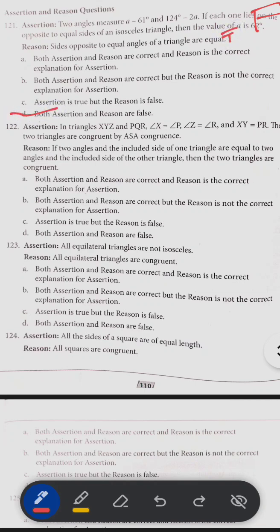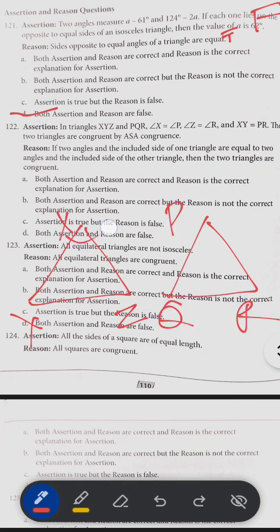Now question number 122. In triangles XYZ and PQR, it is said that angle X is equal to angle P, angle Z is equal to angle R, and XY is equal to PR. First of all, that one is wrong. The two triangles are congruent by ASA congruency. How is it that if Z is equal to R, then XY is equal to PQ? Sorry, PR.